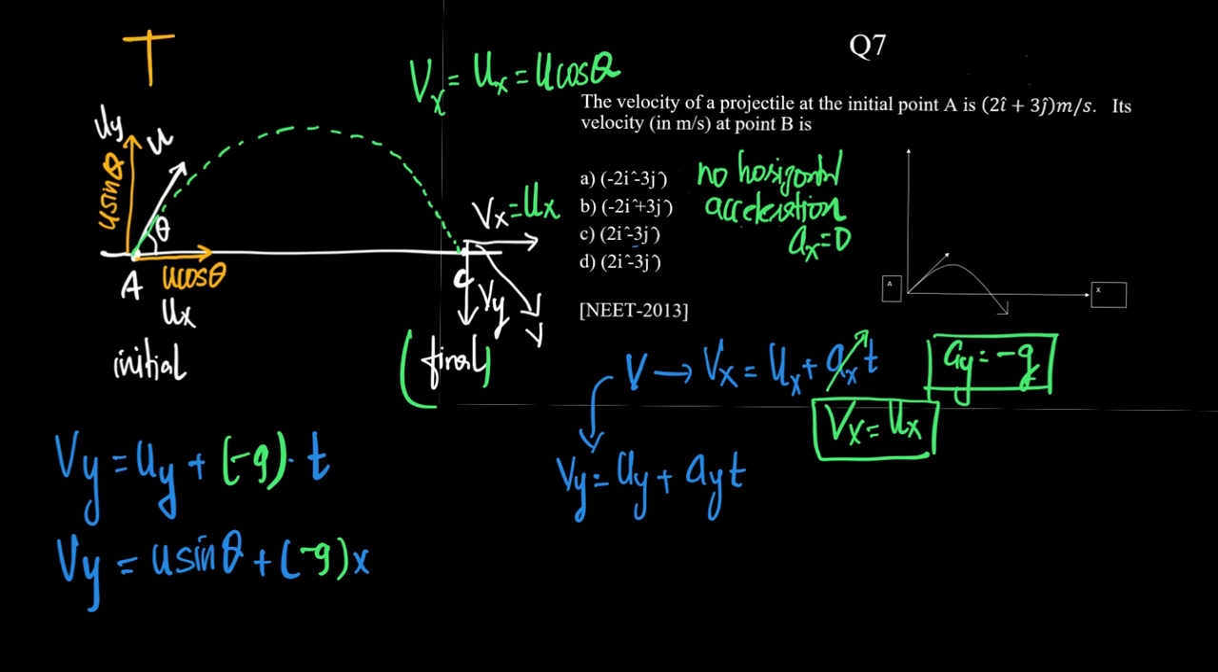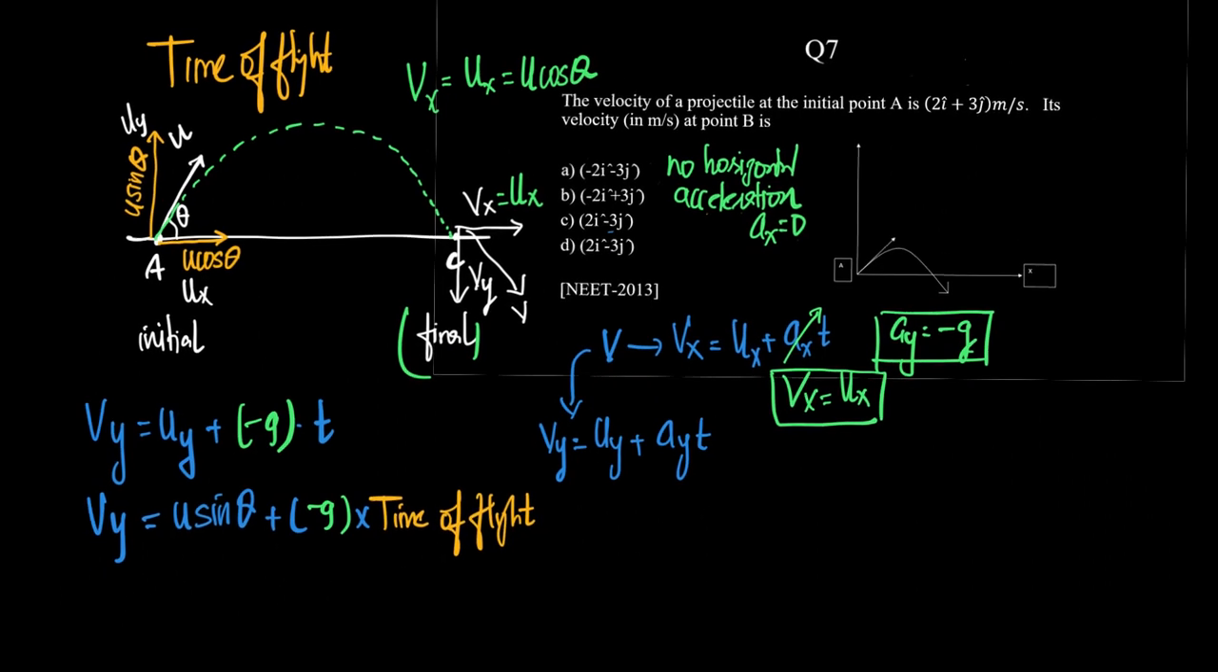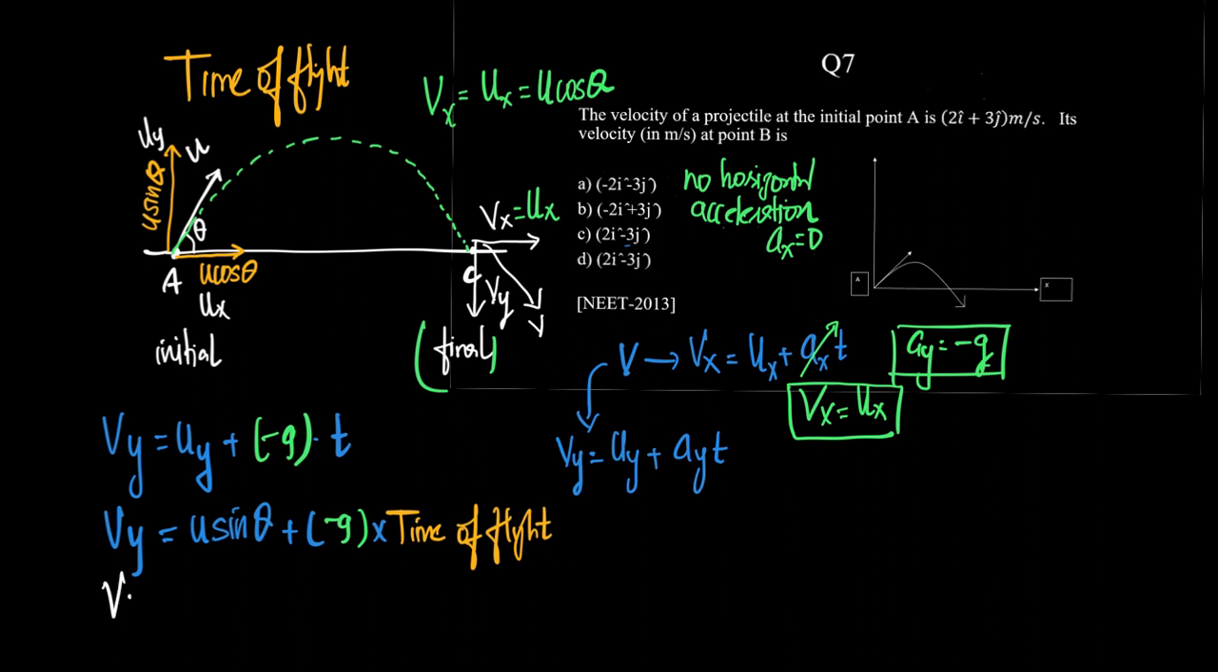T stands for the time of flight, because this is a projectile motion, right? So instead of T, I can write here time of flight. Now, since it is time of flight, we can write that Vy is equal to U sine theta plus minus G into, what is the time of flight equation? We have it as 2U sine theta upon G.